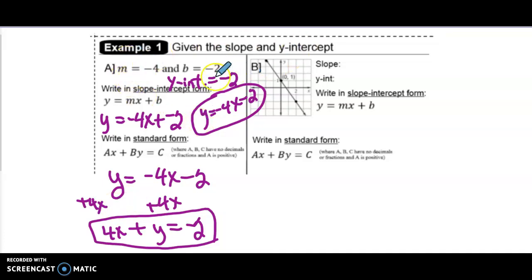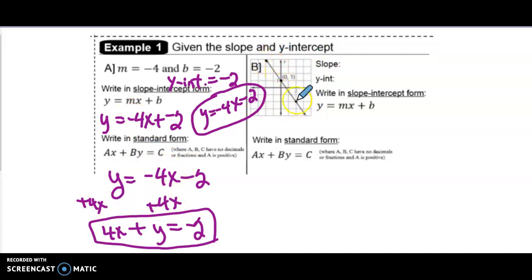All right, so if you know the slope and the y-intercept, you just write the equation by replacing. If they want it in standard form, you move the x term to the other side by, in this case, since it was negative, we added 4x to the other side. If it would have been positive, I would have subtracted 4x to the other side.